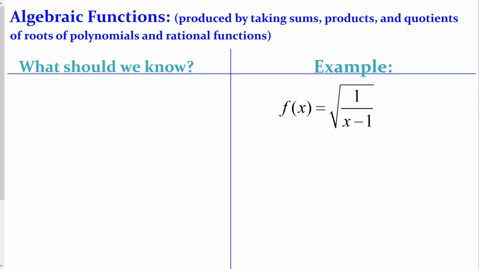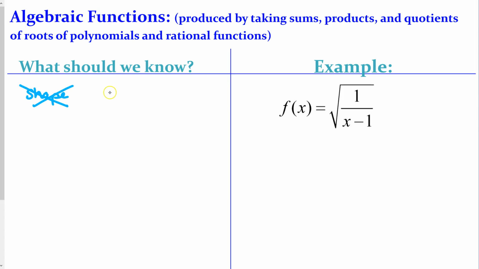Now here's a new category for you. It's called algebraic functions. These are produced by taking sums, products, and quotients of roots of polynomials and rational functions. So it's very difficult to know the shape of something like this because you're taking things that might be very simple that you might know the shapes of, but then you're combining them with other things and they could get really wildly different. So do we need to know the shape? No. You're just going to take it on a case-by-case basis, and this is a great time to use a graphing calculator to identify the shape of the graph.